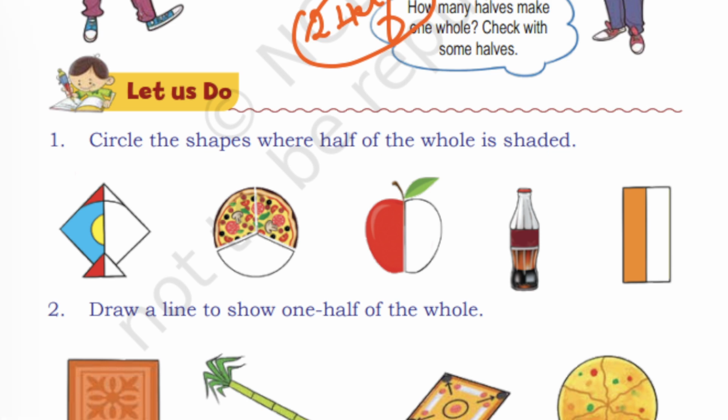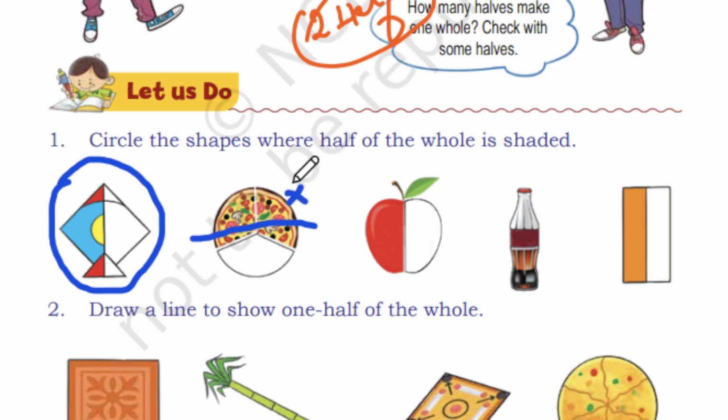So I'm going to change the color to look a little brighter. Okay. So let's see. Circle the shape where half of the whole is shaded. So this one is the kite shape, and see, half of the kite is shaded here. Okay. So this one we need to circle. Okay, and this one is a pizza. And pizza, this is the half of the pizza, but they have not shaded half. Okay, they have shaded more than enough. So this is not the correct one.